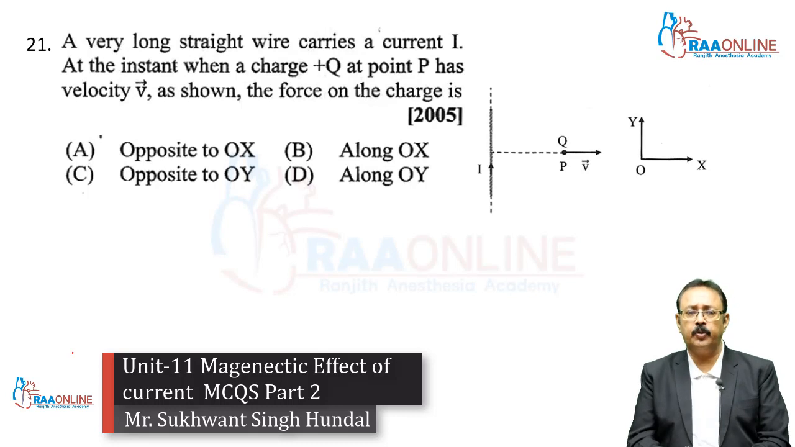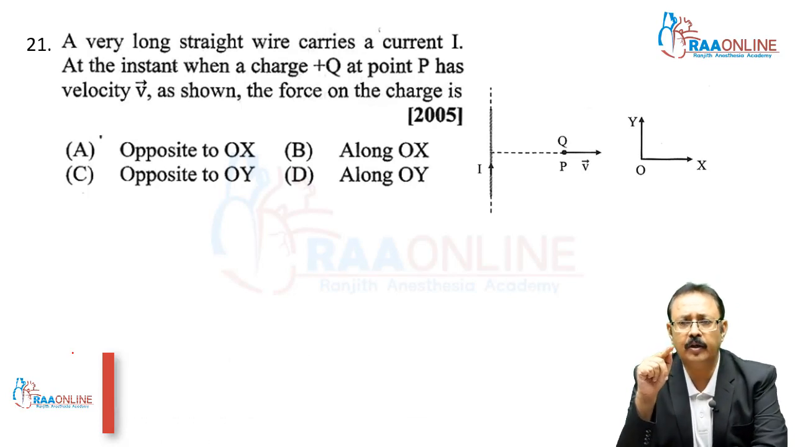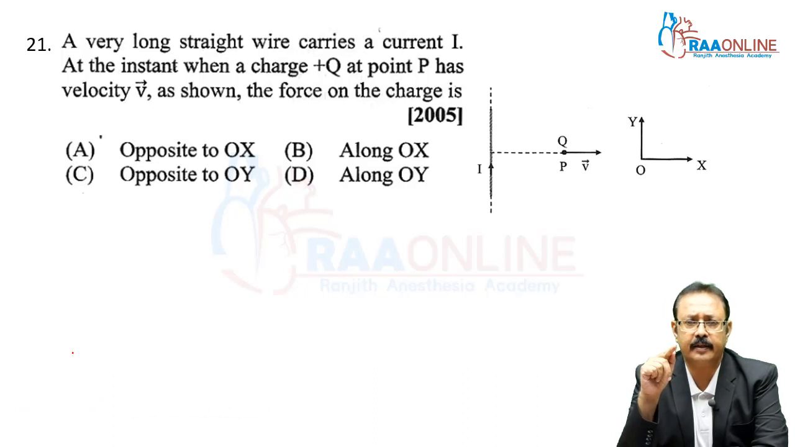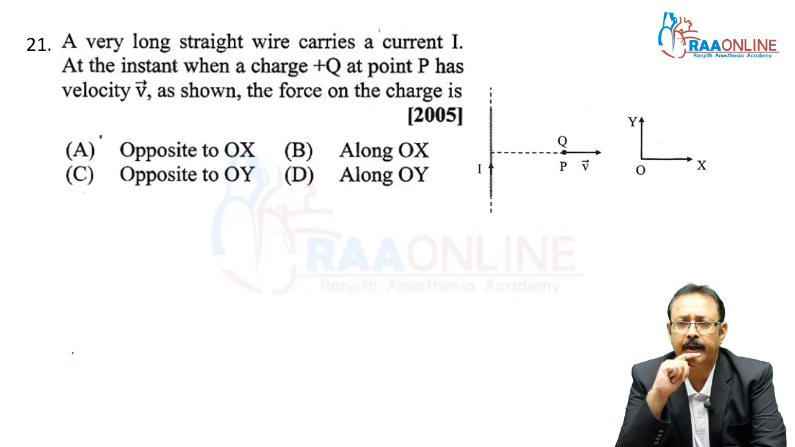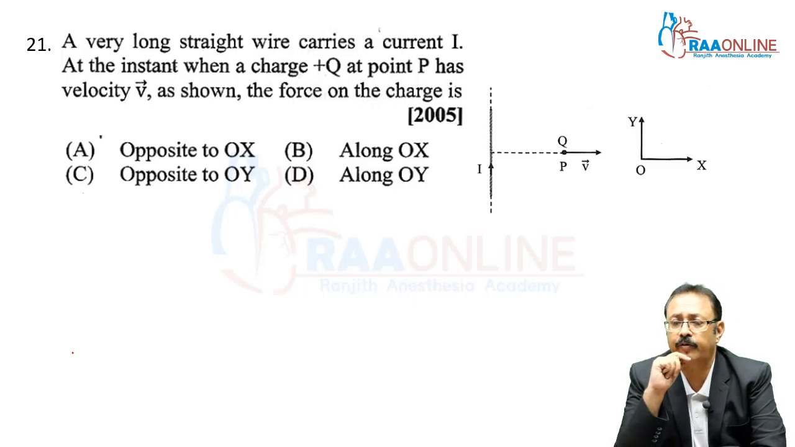Now it is from 2005 AIPMT. A very long straight wire carries a current I. At the instant when a charge Q at point P has velocity V as shown, the force on the charge is... We know that if charge Q is moving in a magnetic field, what is the direction of the magnetic field?